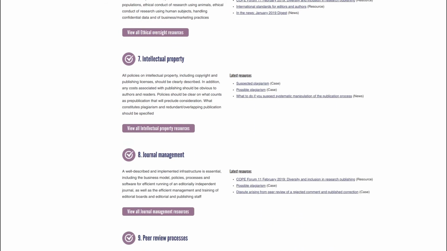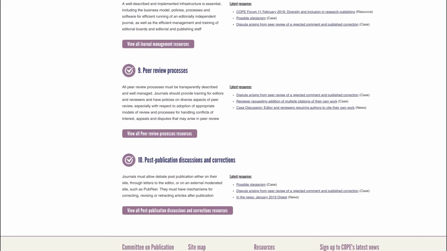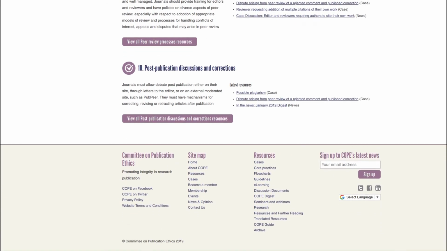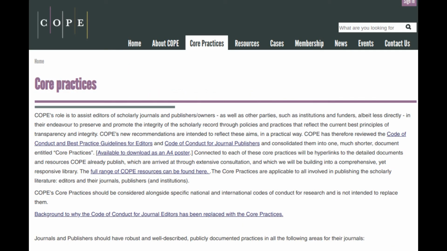These include the handling of misconduct, evaluating conflict of interest, addressing plagiarism, and what the peer review process should involve. This is a behemoth of a new framework, and will eventually get its own video. But in summary, it exists to try and address many of the issues that have been pointed out here.